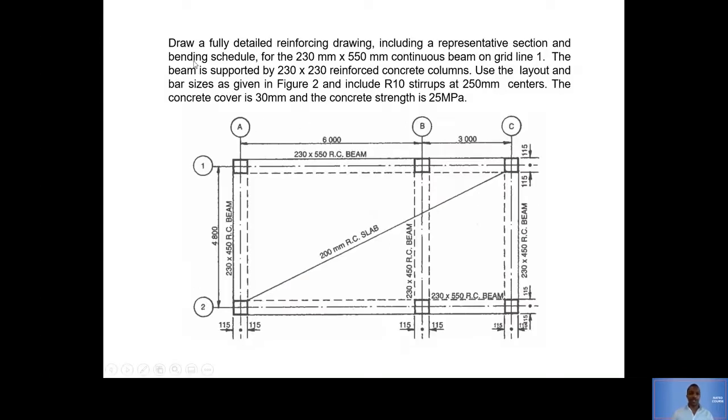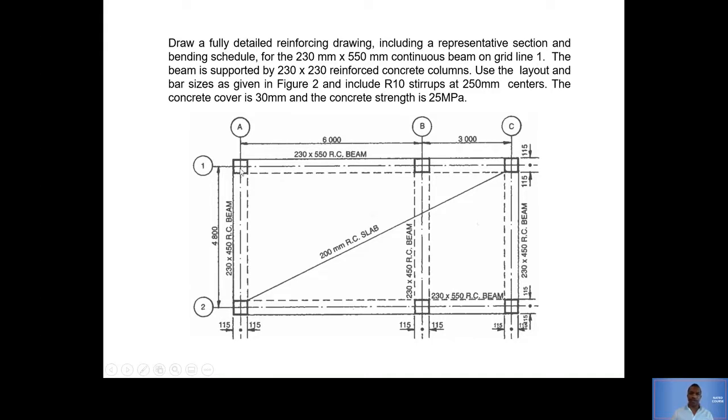Okay, so this is the question. It says, draw a fully detailed reinforcing drawing, including a representative section and a bending schedule. We'll get to talk about what a bending schedule is, but we'll start with the representative section for the 230 by 550 millimeter continuous beam on grid line 1. Okay, so that's grid line 1.